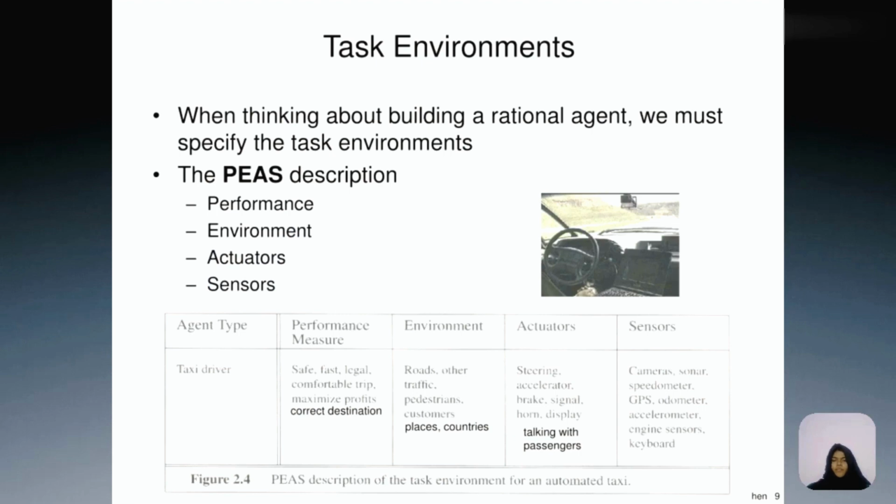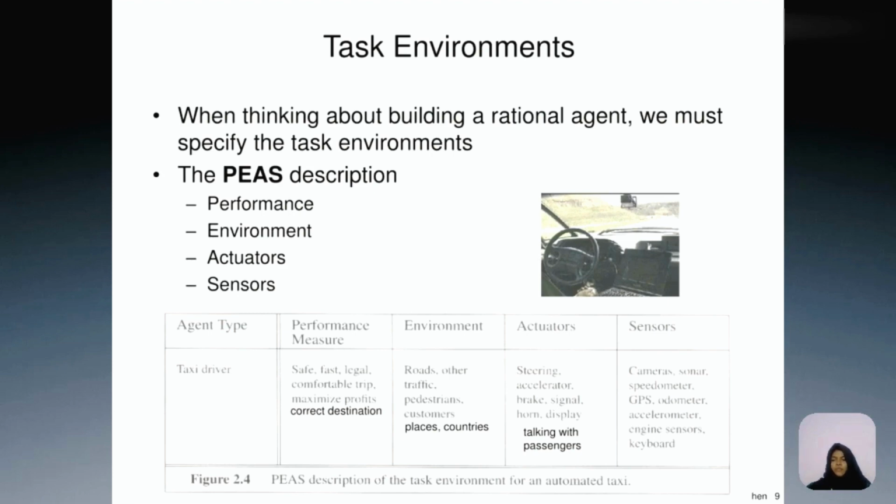The next up we have is task environments. When thinking about building a rational agent, we must specify the task environment. That is the PEAS description, which stands for performance, environment, actuators, and sensors. Here is an example where the agent type, performance measure, environment, actuators, and sensors are given. Let us consider an example of a taxi driver.